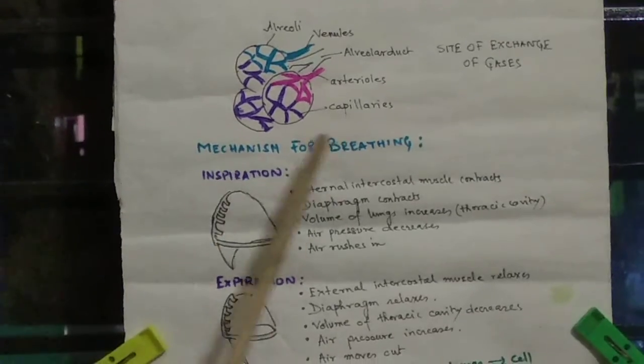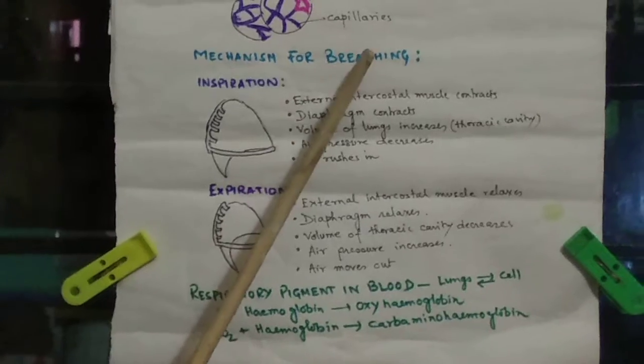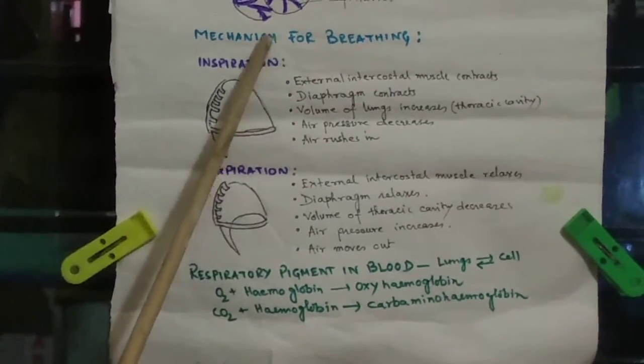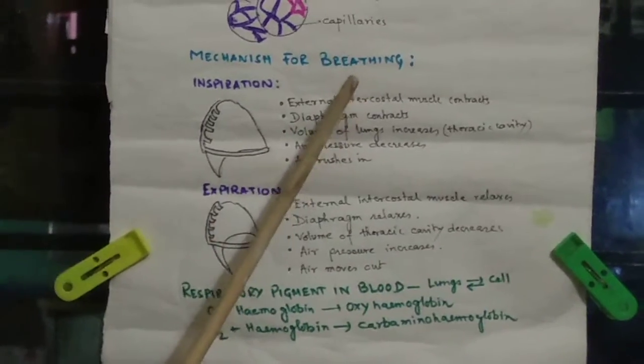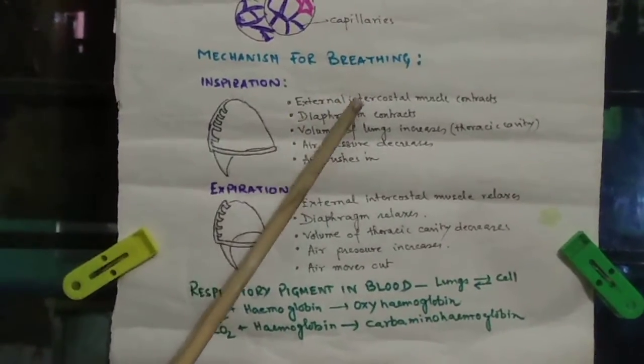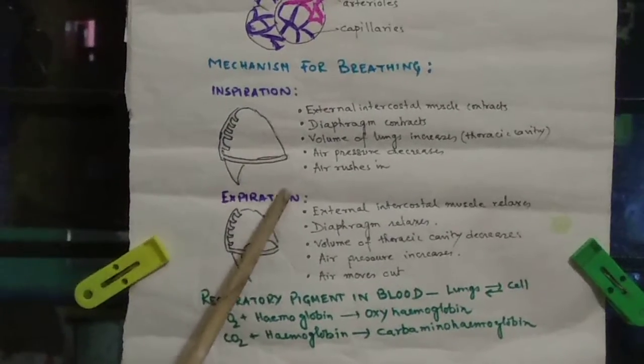Next, the mechanism of breathing. We have already learned that for a proper respiratory organ, since it is present inside the body, we should have a proper mechanism so that air can enter and leave. This entering of air is called inspiration. When it is leaving, it is called expiration.